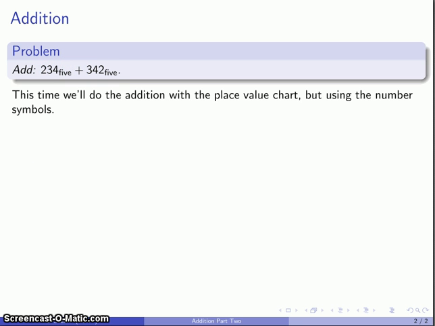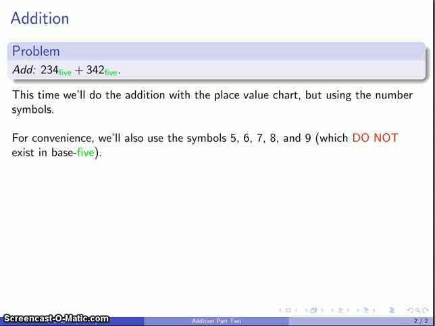Now, this time we'll do the addition with the place value chart, but instead of using the concrete number representations, we'll actually use the symbols for the numerical amounts. Also, for convenience, we'll also use the symbols 5, 6, 7, 8, and 9, and as a note, these symbols do not exist in our base. Base 5 only has the number symbols 0, 1, 2, 3, 4. 5, 6, 7, 8, 9 as symbols do not exist, so our final answer cannot use these symbols.